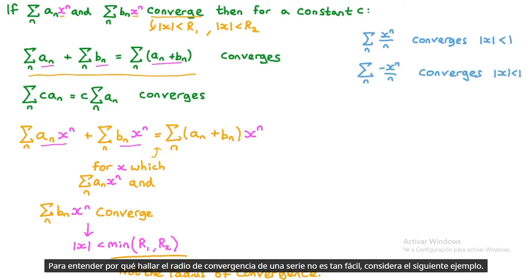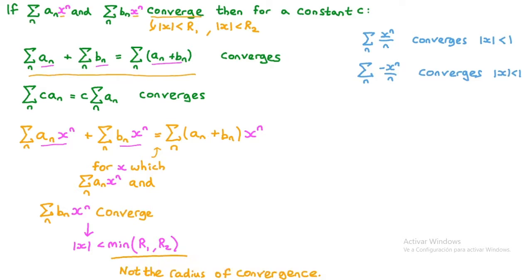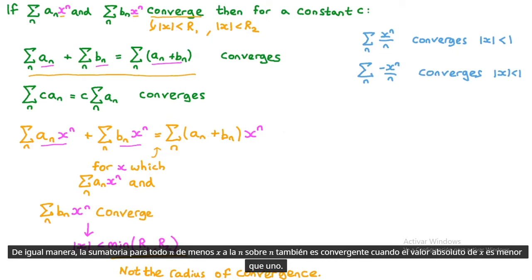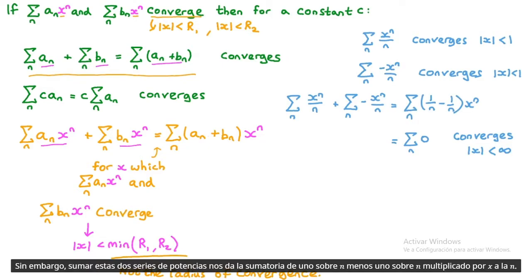To see why finding the radius of convergence of this series is not so simple, consider the following example. The sum over n of x to the nth power divided by n will converge when the absolute value of x is less than 1. Similarly, the sum over n of negative x to the nth power over n will also converge when the absolute value of x is less than 1. However, adding these two power series together gives us the sum of 1 over n minus 1 over n, multiplied by x to the nth power, which simplifies to just give us the sum over n of 0, which converges for all values of x.